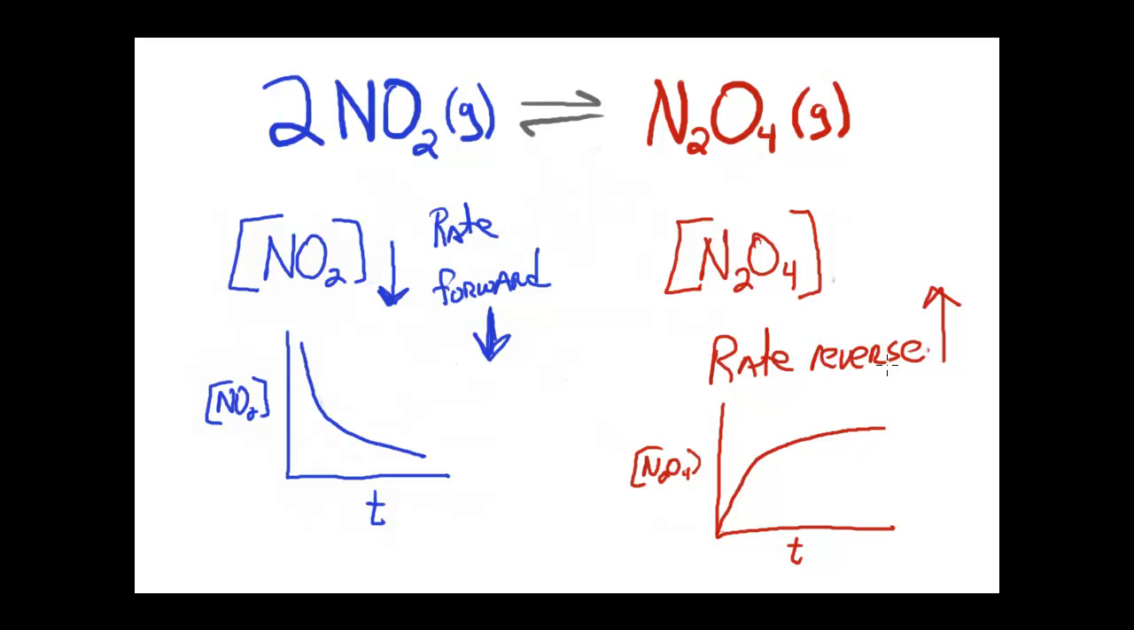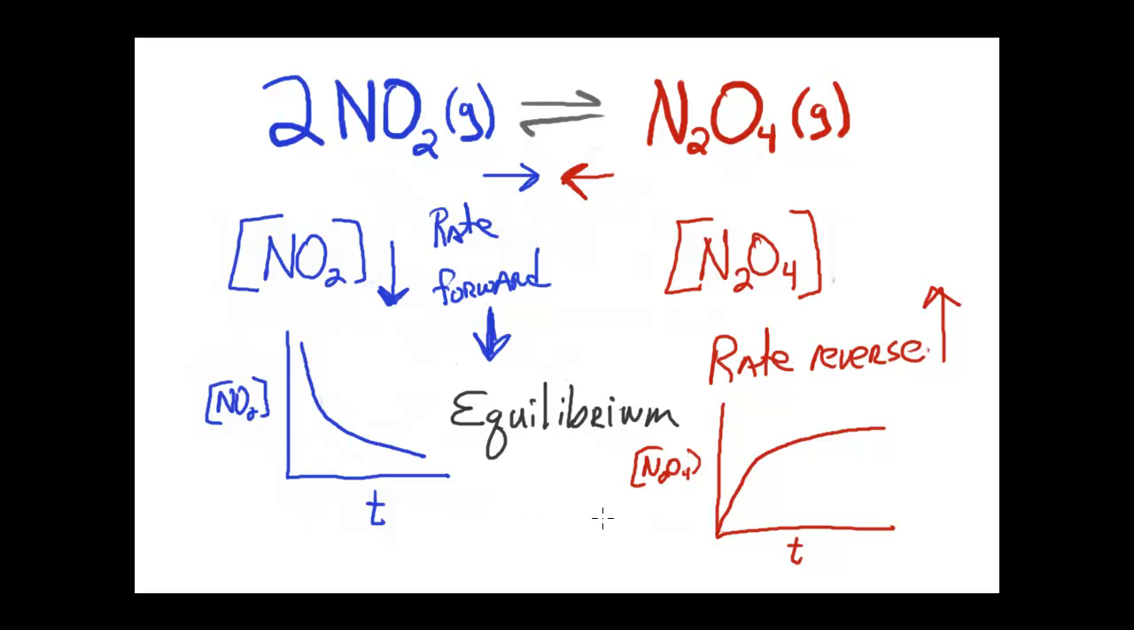So the rate of the reverse process increases over time as the reaction proceeds, and the rate of the forward process decreases in time as the reaction proceeds, again given we start with all NO2. At some point, the rate of the forward process will decrease to a point, and the rate of the reverse process will increase to a point where they are equal to each other. The point at which the rate of the forward reaction is equal to the rate of the reverse reaction, we say that the reaction has reached a state referred to as equilibrium. Equilibrium is when the forward reaction rate is equal to the reverse reaction rate.